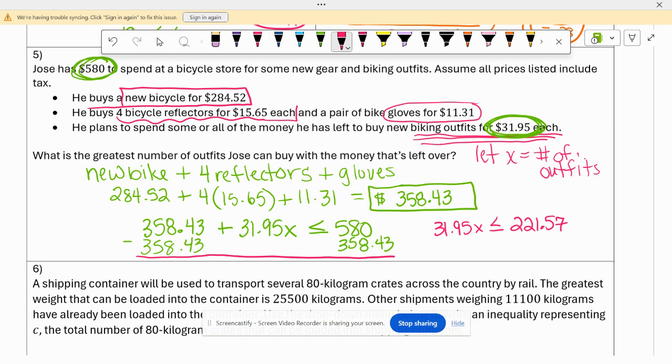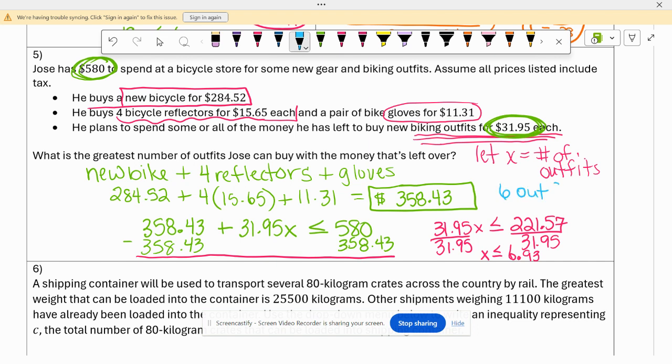Okay. Zan, if you wanted to figure out how many outfits X he could buy, what would you do? If you wanted to get X all by itself, what would you do next? Good job. Divide. Perfect. Divide both sides by 31.95. Tell me what you get, Zan. Okay, 6.93. Can you go to a store and buy 6.93 outfits?